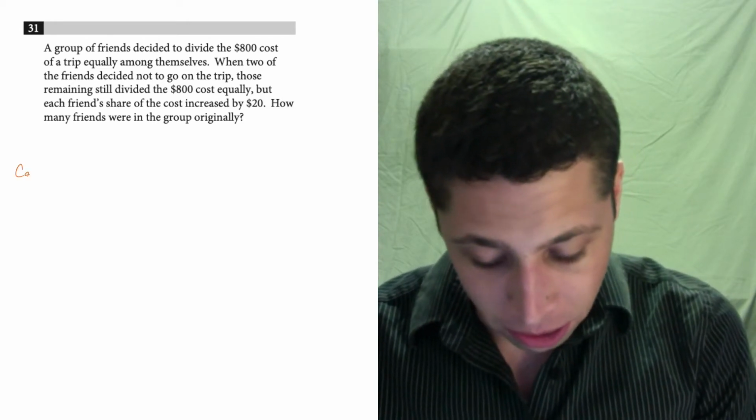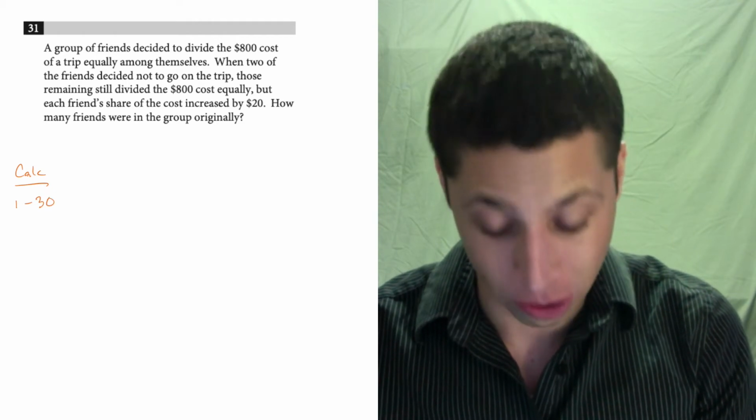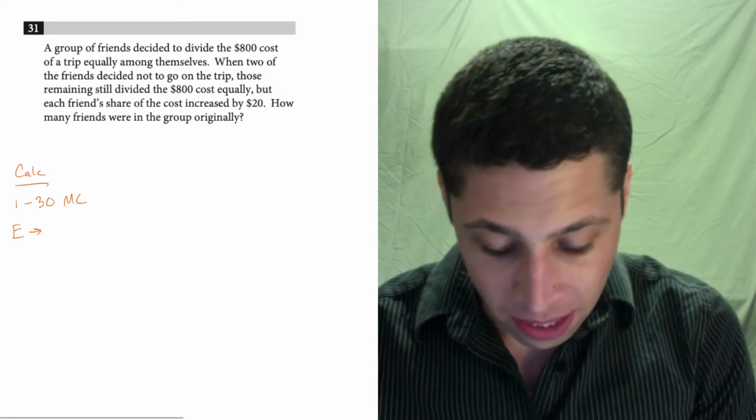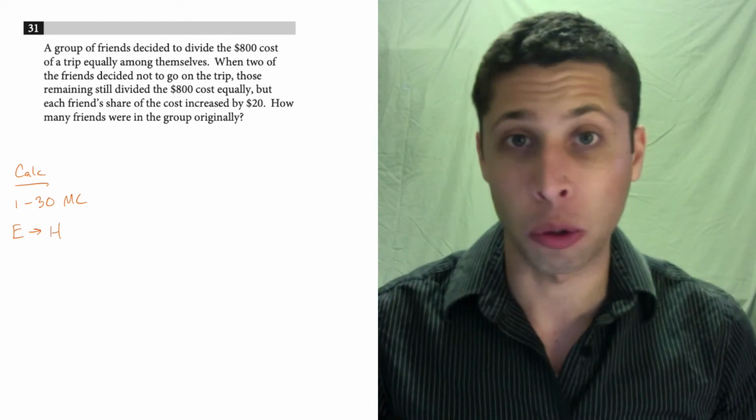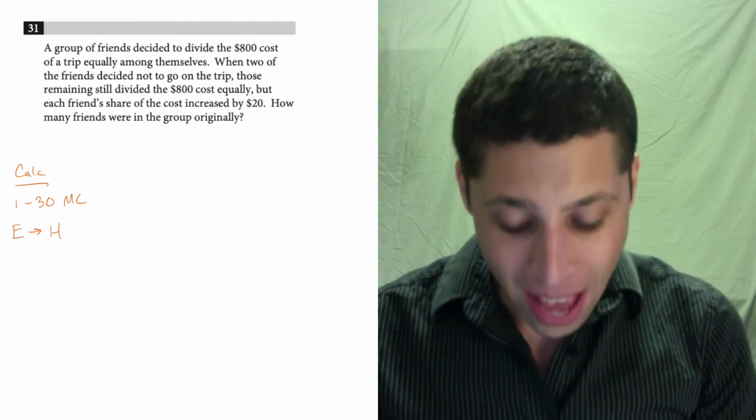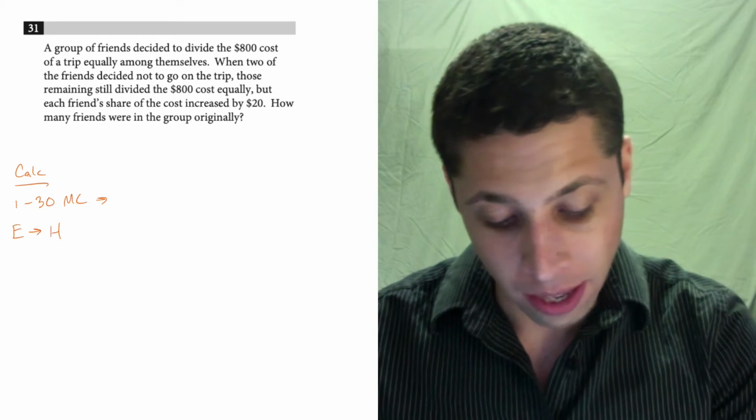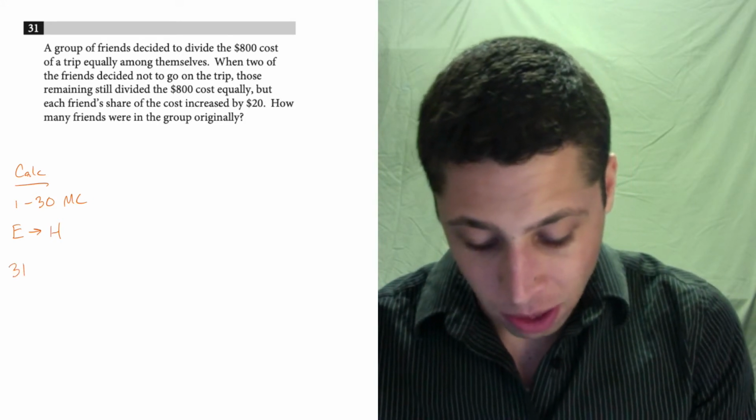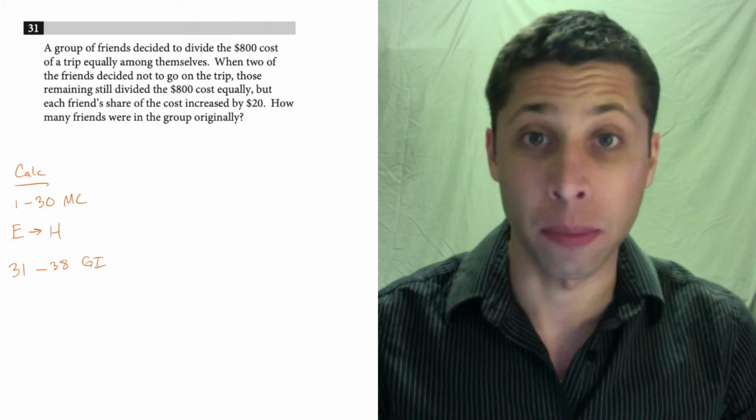So in the calculator section, we have 30 multiple choice questions. And as we go through those, they go from easy to hard. The first one should be really easy. Number 30, the last multiple choice question, should be very hard. But then the section also includes 8 grid-in questions, 31 to 38. Free response, sometimes they're called.